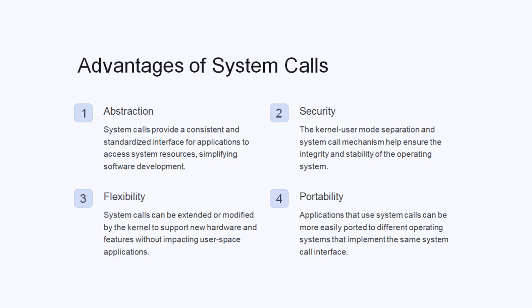Now we are going to learn about the advantages of system calls. The advantages of system calls include abstraction, security, flexibility, and portability. Abstraction means they provide a high level interface to low level hardware operations. Security. By restricting the direct access to hardware, they enhance the system security.